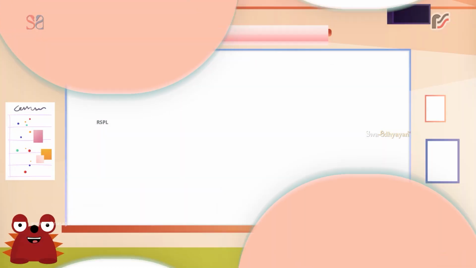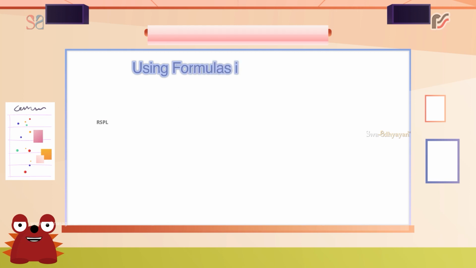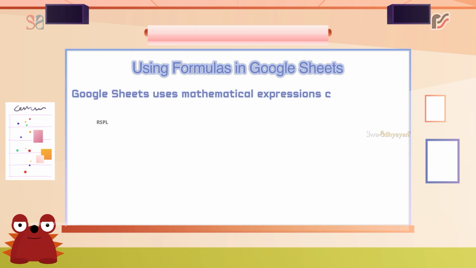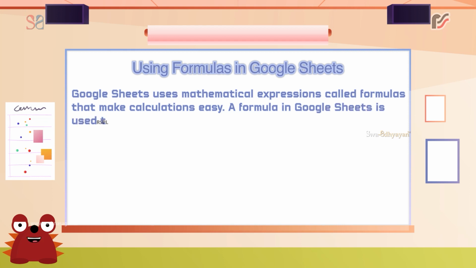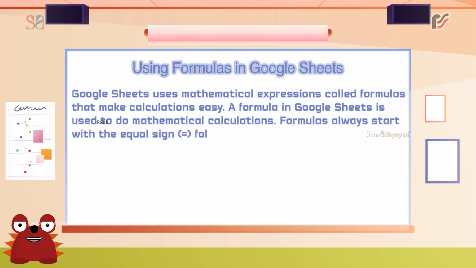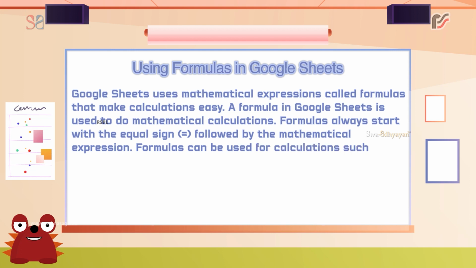Now students, let's move into the next section, which is about using formulas in Google Sheets. Google Sheets use mathematical expressions called formulas that make calculations easy. Formulas always start with the equal sign followed by the mathematical expression. Formulas can be used for calculations such as =A1+1, =A2*E2, =4/2 which equals 2.